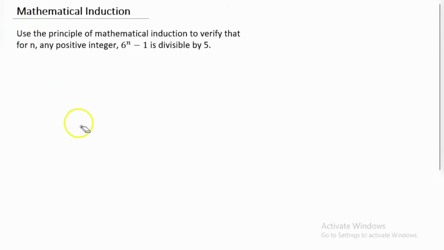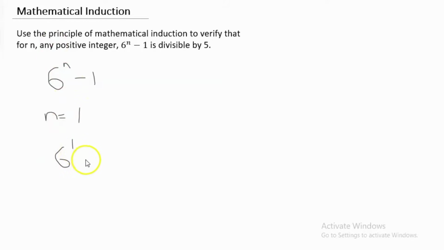So let's do the first one. We want to prove that n is equal to 1. This is the value that we have, 6 to the power of n minus 1. So we're going to put 1 wherever we see n. That's 6 to the power of 1 minus 1. 6 to the power of 1 is 6. 6 minus 1 is 5.